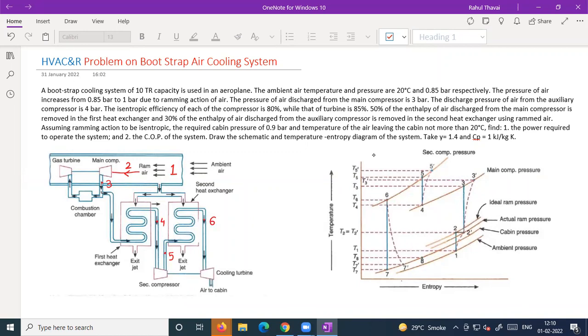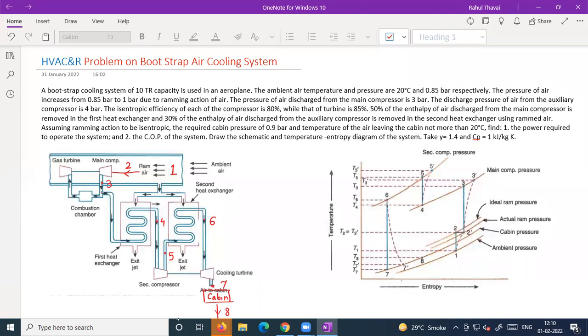Point number 7, I will call this the exit of the turbine. From point number 7, it is supplied to the cabin, so the air goes to the cabin. Somewhere here I will mark the diagram for the cabin. This is your cabin, right? From the cabin, the air comes out at point number 8. So this is the schematic diagram that we have plotted.